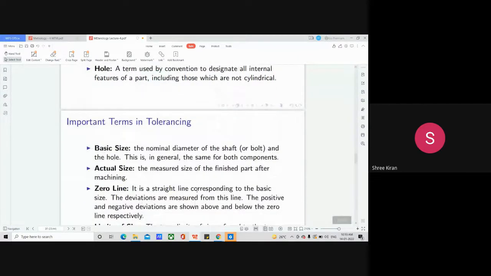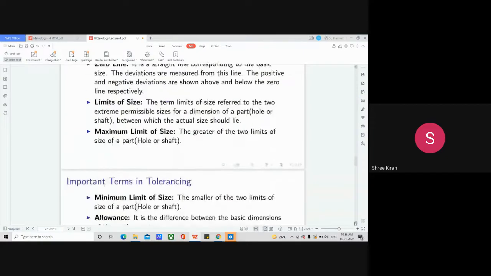It is a straight line corresponding to the basic size, where the deviations are measured from this line, and the positive and negative deviations are shown above and below the zero line respectively. So for allowance, tolerance, everything, the zero line is the reference.